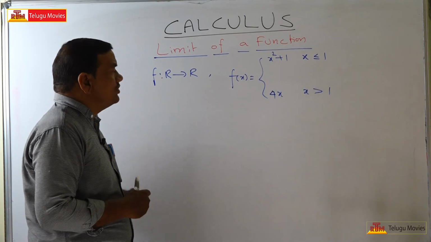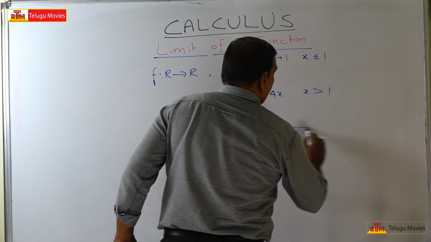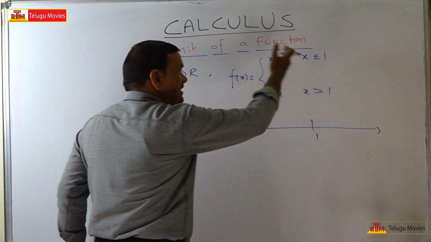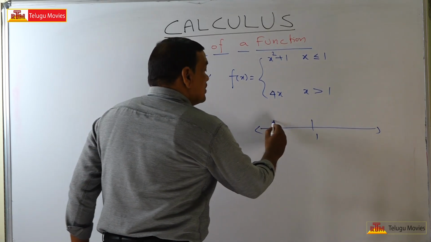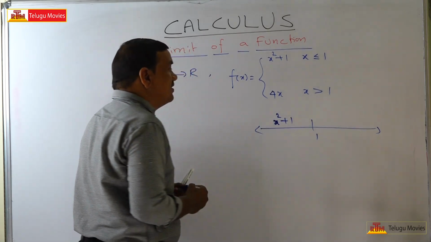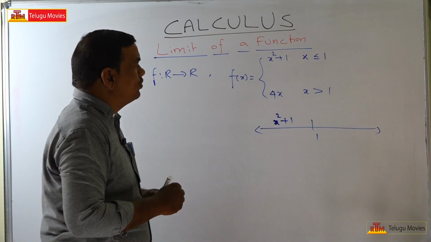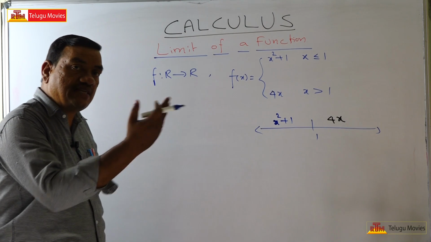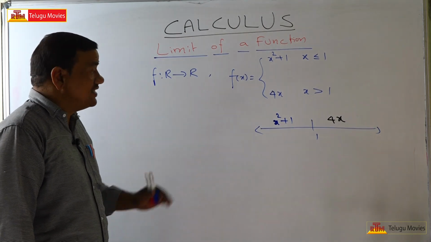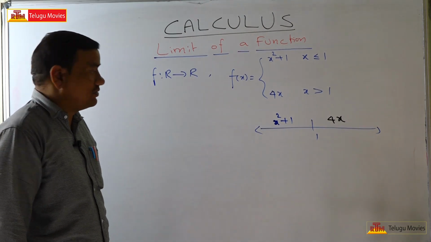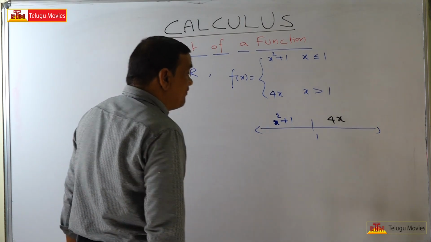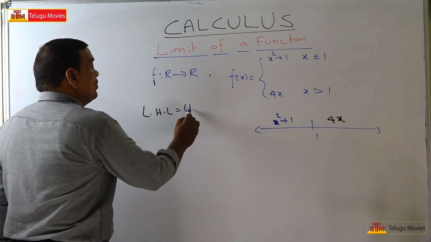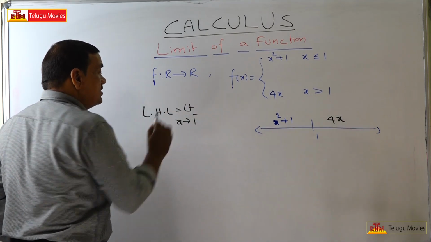So see here, if you observe this, I will draw a diagram. Here 1: for x less than or equal to 1, your function is defined as x square plus 1, and for x greater than 1, the function is defined as 4x. So the right side of 1 is 4x, the left side is x square plus 1. Now let us see the left hand side limit of this function. The left hand side limit is equal to the limit as x tends to 1 minus.